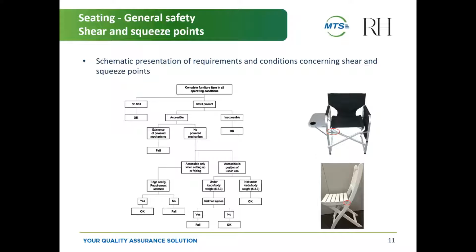General safety, shear and squeeze points. This schematic here shows something that you can go through to determine. You can see on the right-hand side, we have some examples. There's a squeeze potential issue here on the side where the cup holder could be, and then again, the same chair where the weight would be applied. So you'd go through and see if there are any squeeze points present. If none, okay. If they are, are they accessible or inaccessible? Again, then following through, if they are accessible, you have to look into their existence because of the powered mechanism. If there's no powered mechanism, there'll be additional areas to go through. And are they accessible in a position of use or non-use, or just when setting up or folding?